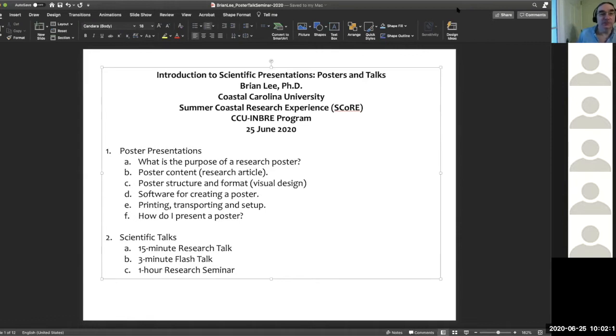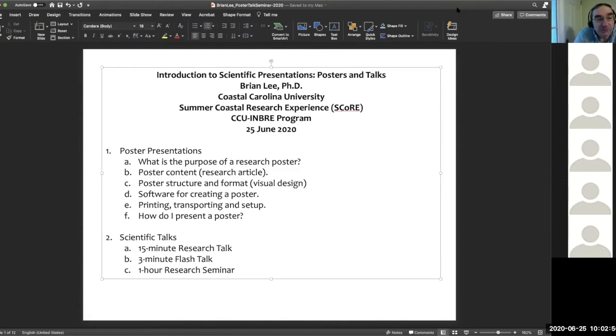Okay, so today we're going to talk about doing presentations, specifically scientific presentations to do either a research poster or a research talk. And I'm going to start off with posters and spend most of the time talking about posters. Posters is usually where everybody starts doing scientific presentations, and it's pretty good practice for actually getting ready to do a full research talk.